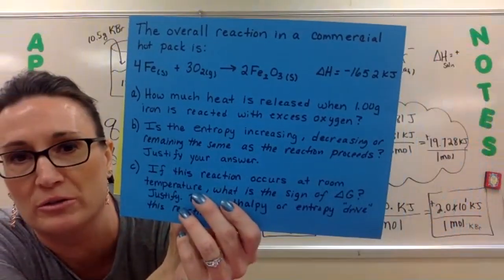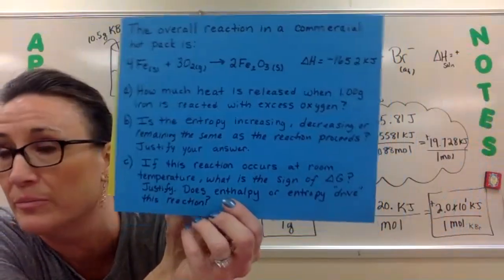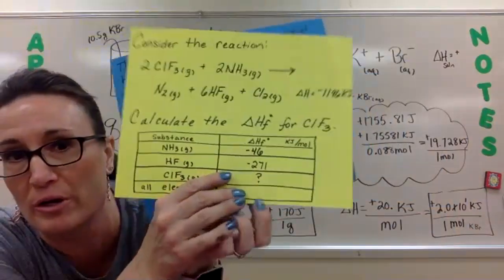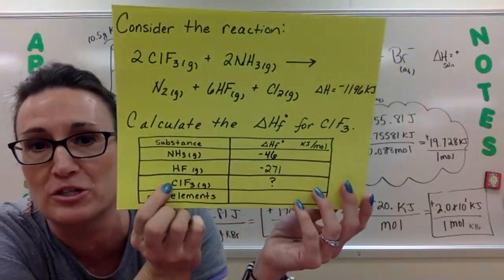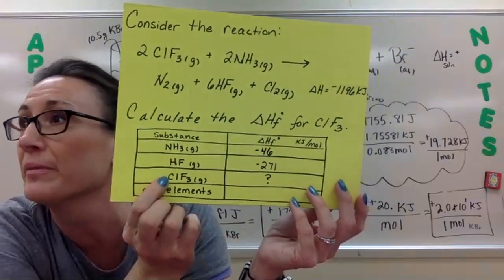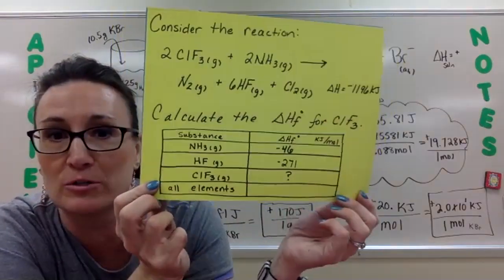So do we want to do this one? We'll tie in a little thermo. Or do we want to go for this one where we find the missing enthalpy of formation for chlorine trifluoride? Yellow is the win. Then we're going to do this one next, okay?